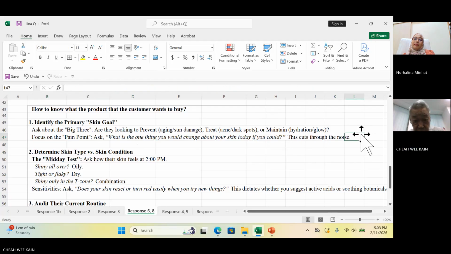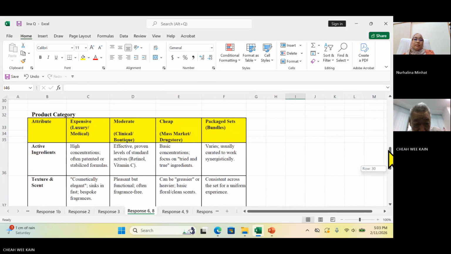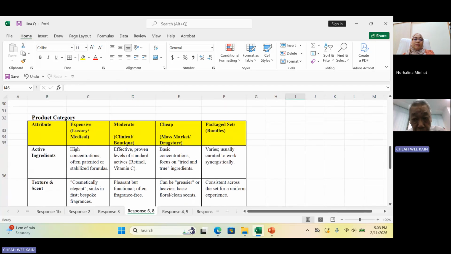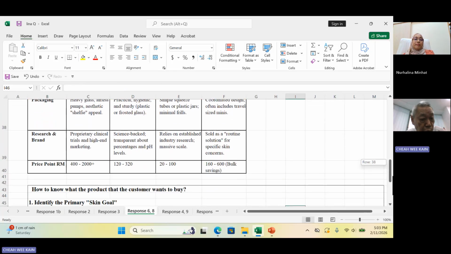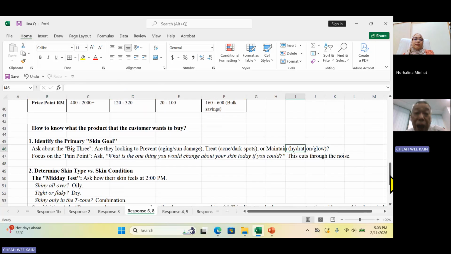Ask your potential customer, what do you want to change about your skin? Is it prevent aging, treatment, or maintain? Once you know what they want, hopefully your product can solve this problem. If not, you don't purposely go and ask them to buy.